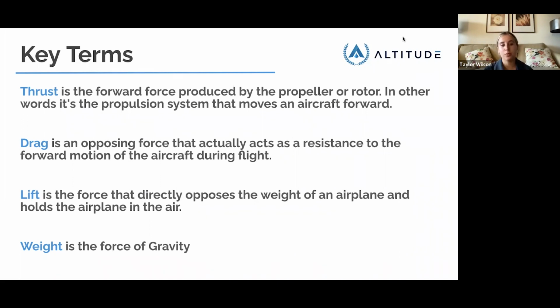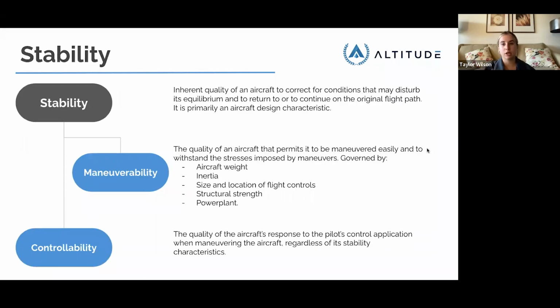And then weight is the force of gravity. Now, all of these terms are going to be things that you do see on your written test. Then we can talk about the stability of our aircraft.